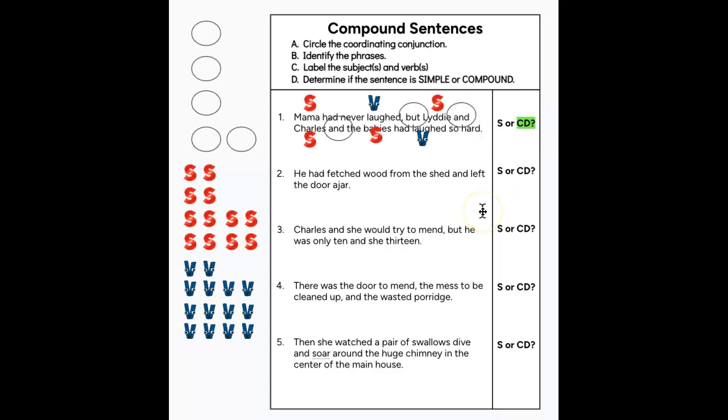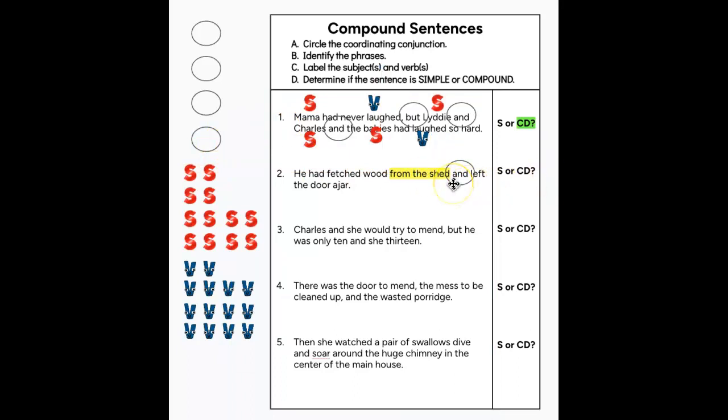All right, let's look at the next one. He had fetched wood from the shed and left the door ajar. I see a prepositional phrase here, so I'm going to highlight it. Eliminate phrases, and then look for a coordinating conjunction, and I see and.